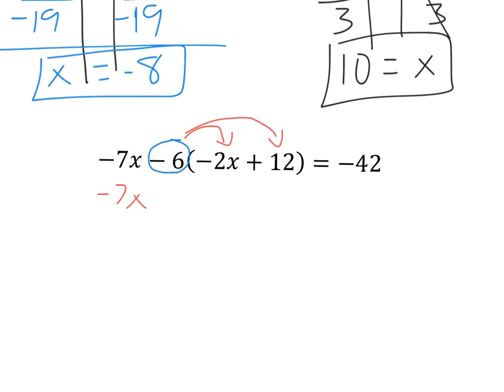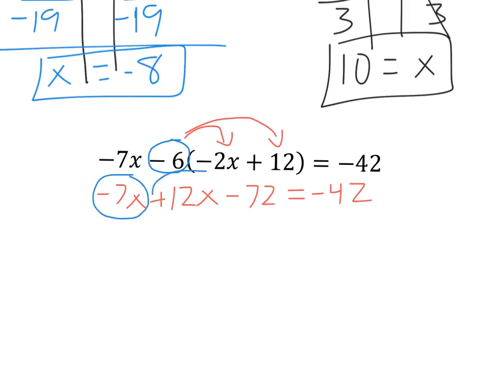Then we have a negative 6 times negative 2x. Negative 6 times negative 2 gives us a positive 12x. And then negative 6 times positive 12 gives us a negative 72. Okay, this is where we have to be really careful with our signs. Right now, we have some like terms that we can combine.